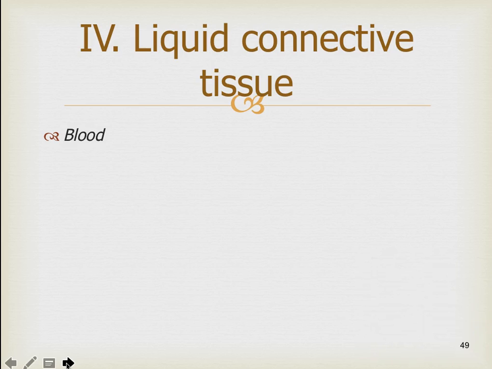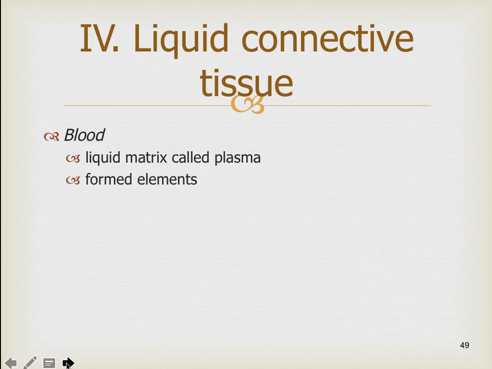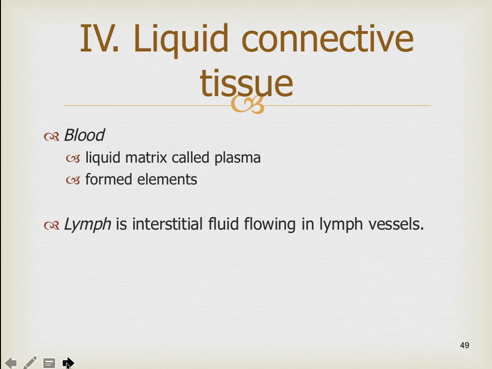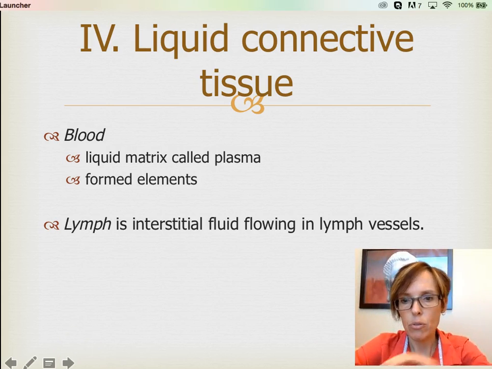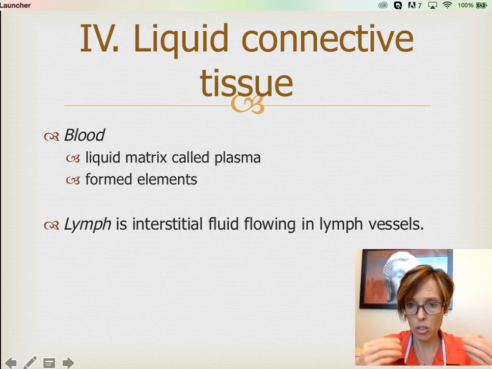Liquid connective tissue, talking about blood really, has a liquid matrix called plasma. There are also some formed elements, things like cells. The other type of liquid connective tissue is lymphatic fluid. Any fluid is basically one of two types: either it's in a blood vessel, in which case it is blood.